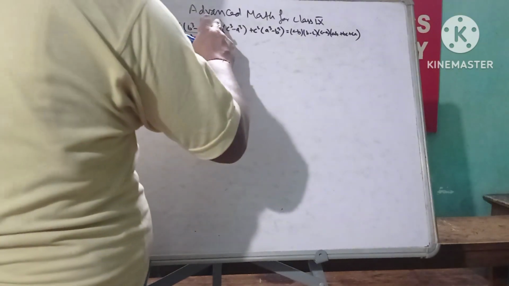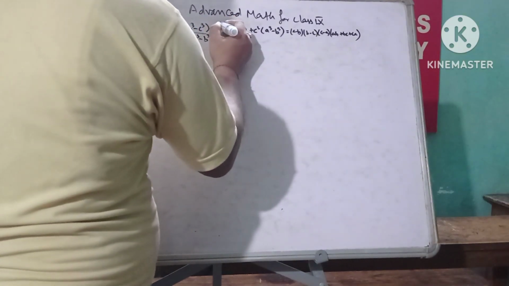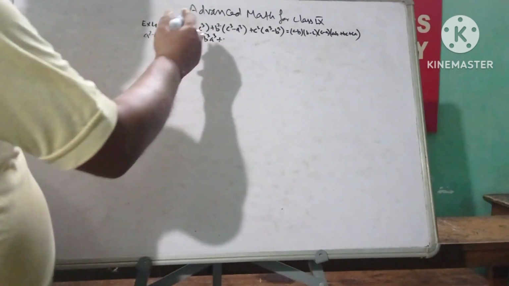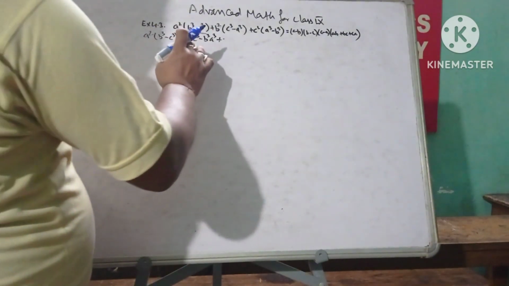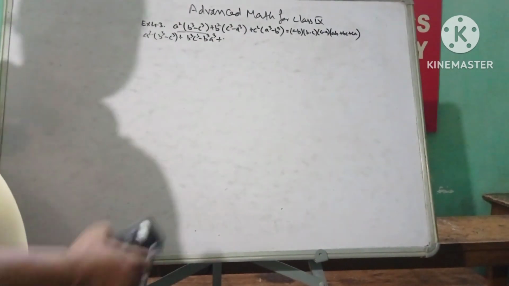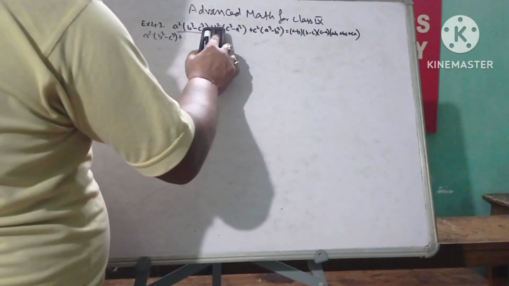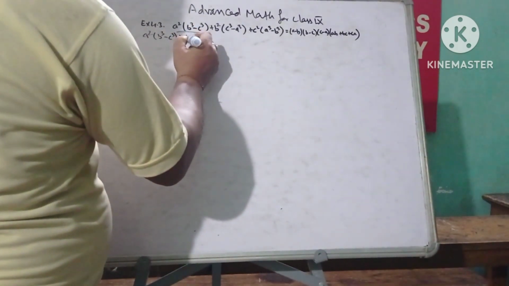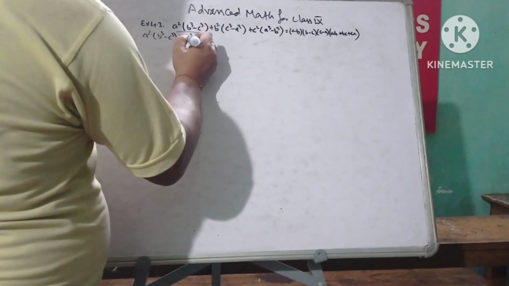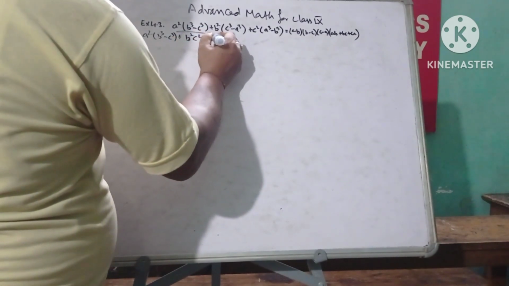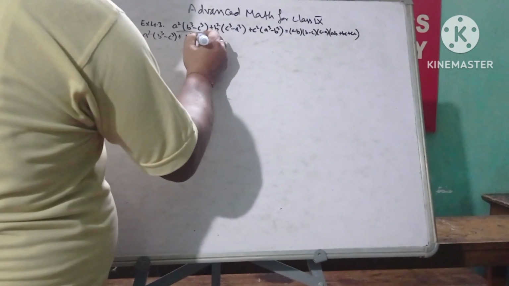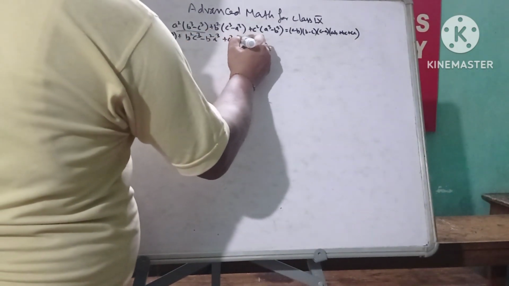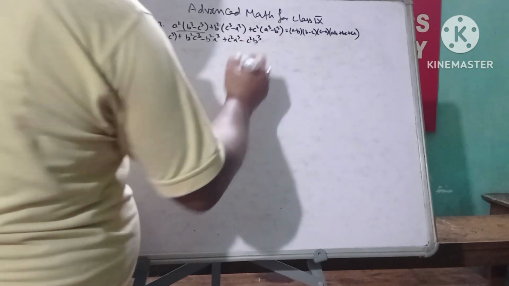This is b square. This is b square because here you see this is a square, c square, so this must be b square. So there is a mistake here. So this will be b square c square, b square c square minus b square a cube, c cube a cube plus c square a cube minus c square b cube.